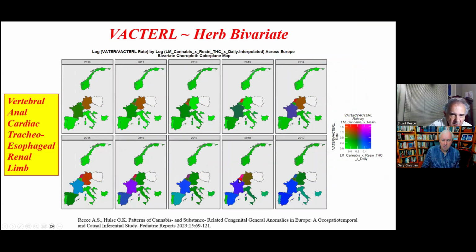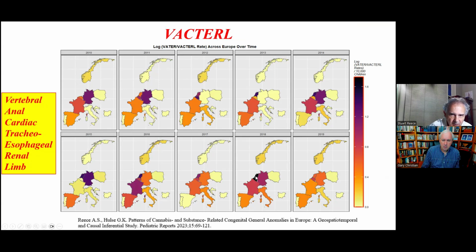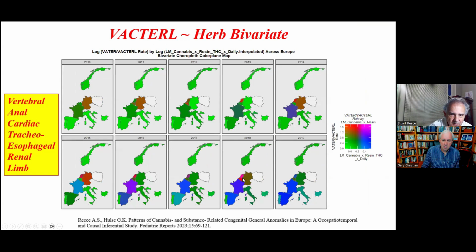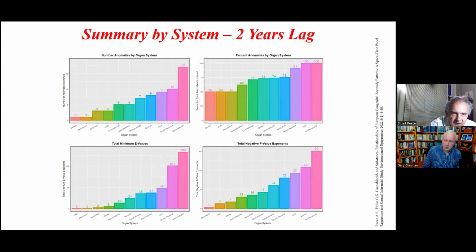And you can see that the low countries were high there, Belgium and Netherlands, France and Germany there. The low countries were red there, or pink in the case of Netherlands, purple in the case of France. So this VACTERAL syndrome is very interesting because it's thought to be due to a blockade of a morphogen called sonic hedgehog, and cannabis blocks it directly and also epigenetically. So it's interesting that it should have had that pattern.